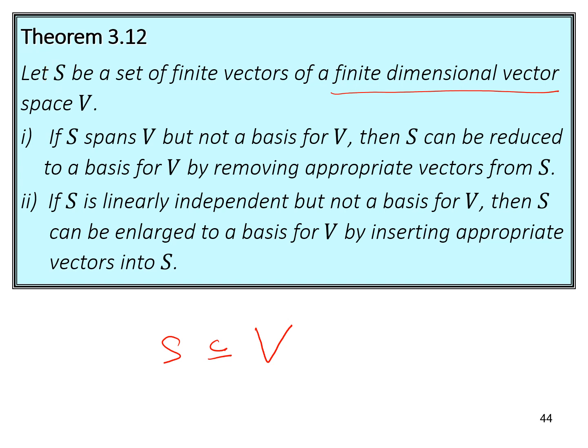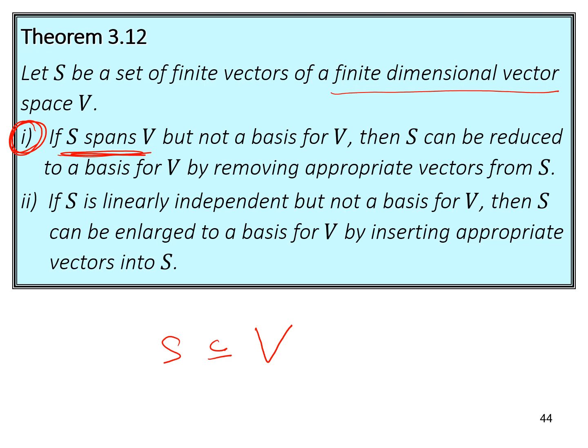Alright, so the first content of this theorem says that if S spans V, but S is not a basis for V, then we may reduce S to form a basis for V by removing some vectors from S. Okay, so if S spans V, but S is not yet a basis for V, then we might construct a basis for V by using S. How? We may remove some vectors in S until what's left is vectors that form a basis for V.